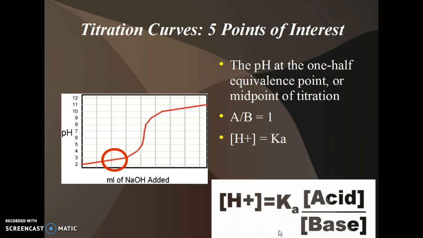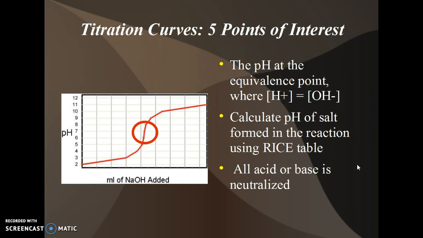The next point of interest is the pH at the half equivalence point, the midpoint of the titration. You're halfway to the equivalence point. Therefore, the ratio of acid to base is 1. If you're titrating into acetic acid, you've got the same number of millimoles of acetic acid and acetate ion. And at this point, the hydrogen ion concentration is equal to Ka for that acid, because the acid and the base are the same.